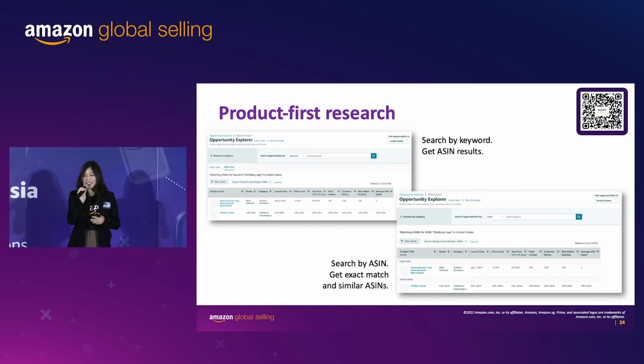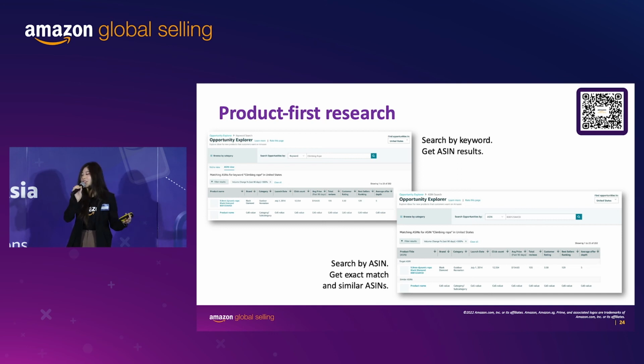So to achieve this, and building upon the product deep dive page we showed you, we are also building an ASIN search and browse experience to expand the Product Opportunity Explorer to support product-first research. This includes browsing products by category, searching products by ASIN, and searching by search terms, and viewing the associated products thereafter.